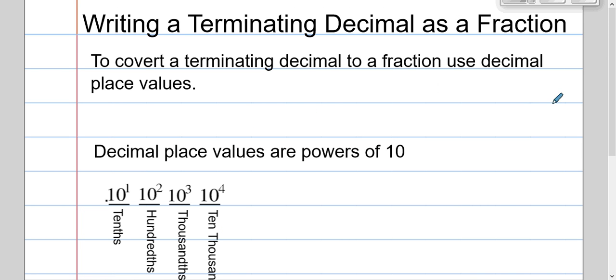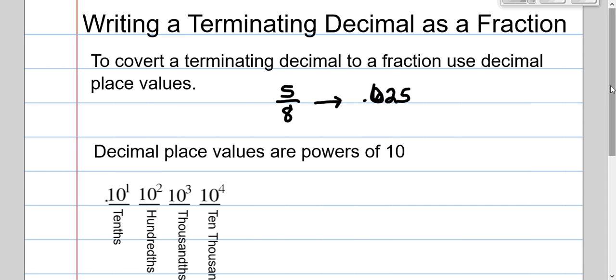Now I'm going to show you how to write a terminating decimal as a fraction. I've shown you how to go from a fraction, like 5/8, to the decimal, 0.625. So we went from the fraction to the decimal. Now we're going to go the other way, from the decimal to the fraction.